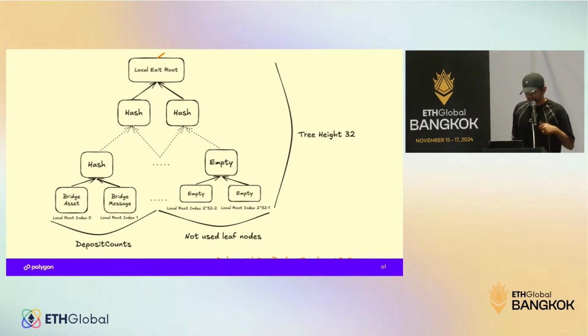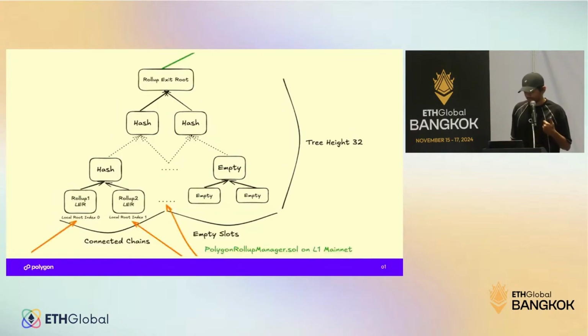Next, this local exit root lies on the L2, or any layer 2 chain connected to AggLayer. It just lies on the L2. But as of now, your L1 or your destination L2 doesn't know what is exactly happening. So you actually need to update the second root, that is the rollup exit root.